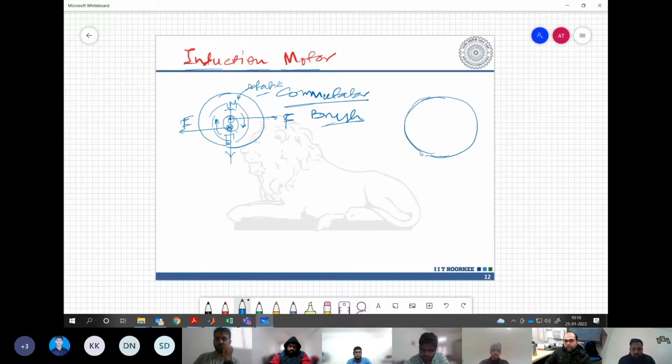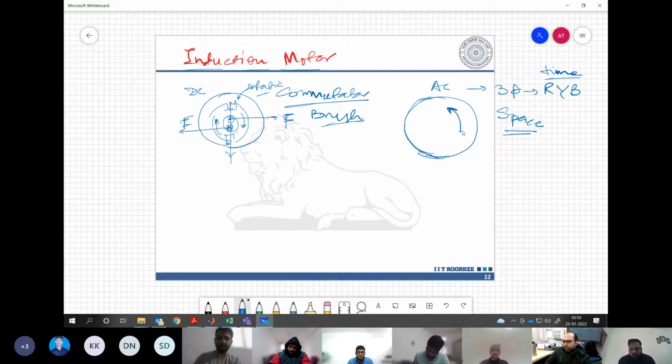This is overcome when we talk about the induction motor. We have a naturally rotating magnetic field. Instead of DC supply, here we have AC, of course three-phase supply, and on top of that the winding is distributed in space. When I say three-phase balanced RYB, this is distributed in time. So when you distribute the windings in space as well, we can generate a flux which is rotating in one particular direction. You understand this point? This basic thing we know, right?